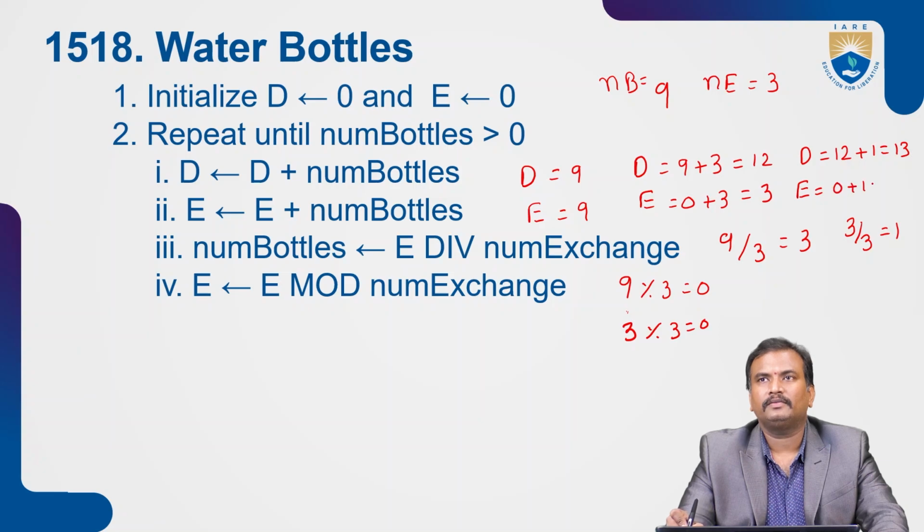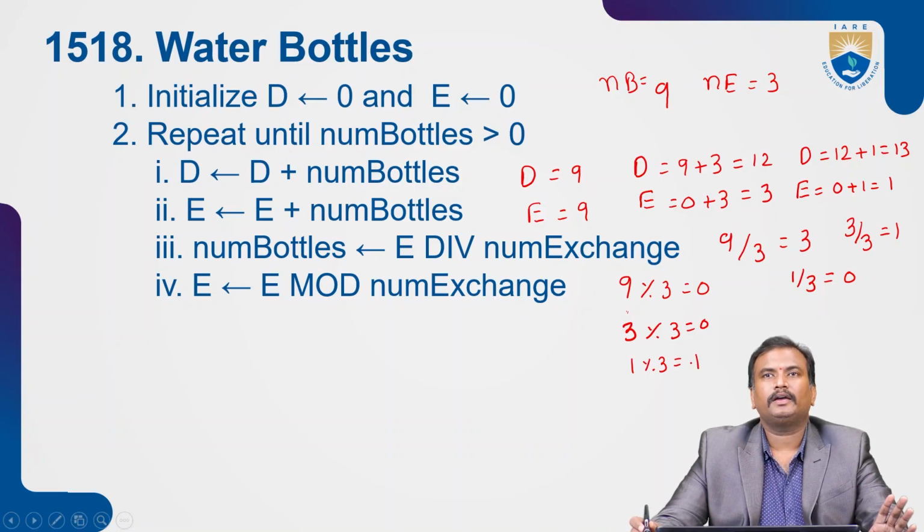0 plus 1, which equals 1. And here for the number of bottles, 1 divided by 3 equals 0. And here E will be 1 modulo 3, so it is 1. So here the empty bottle is 1 and the drunk bottles are 13.